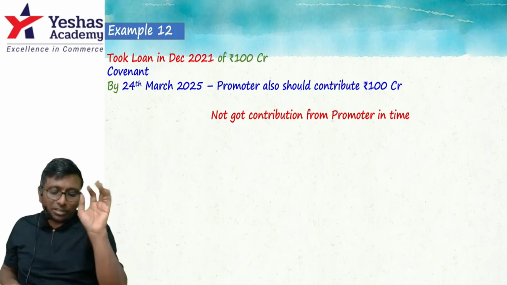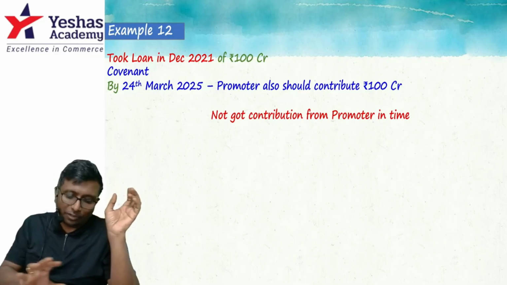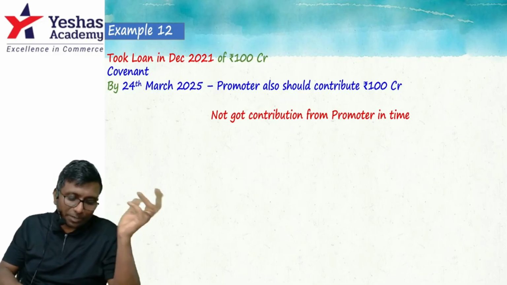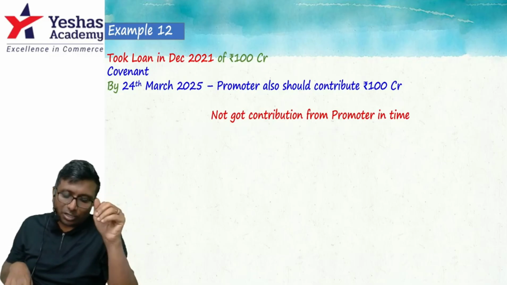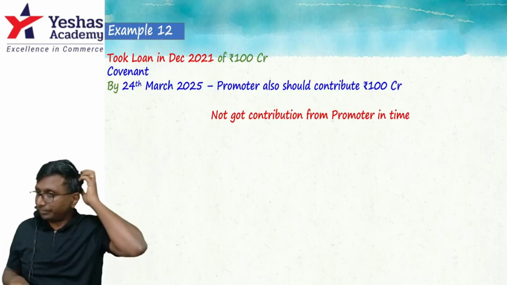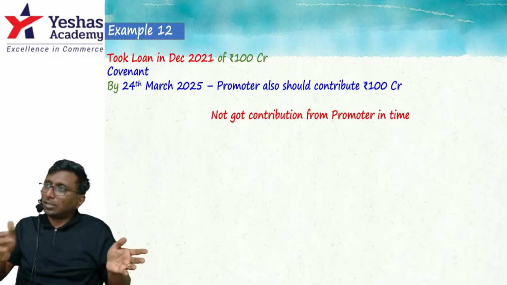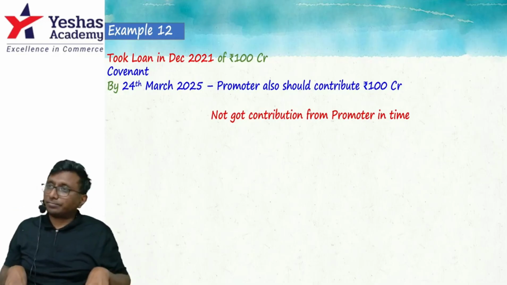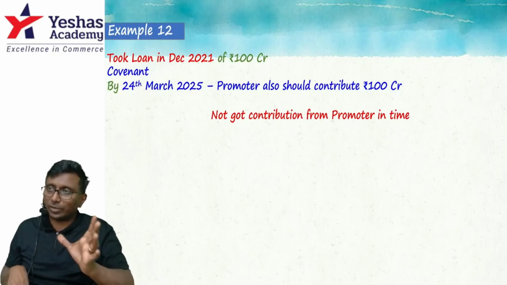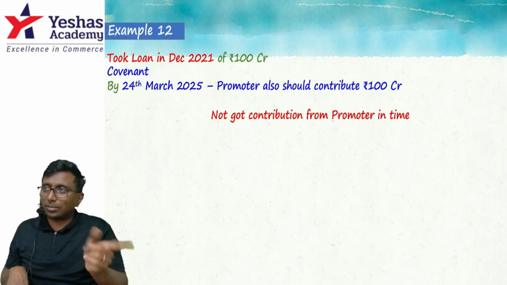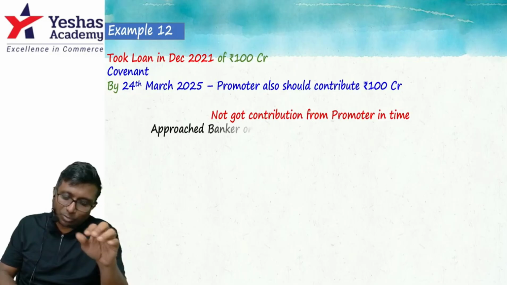We took a loan in the month of December 2021 of 100 CR. The covenant, by 24th March 2025, is that the promoter also should contribute 100 CR. We took a loan of 100 CR, but we have given some time. The promoter also has to contribute by 24th March itself. This is the condition, the covenant. We did not get the contribution from the promoter in time.